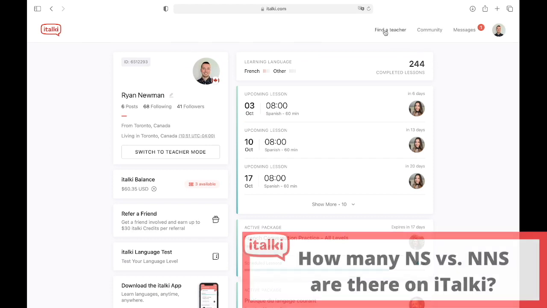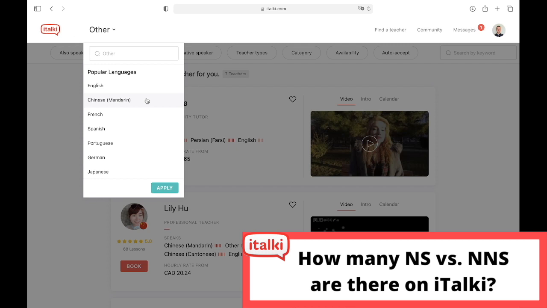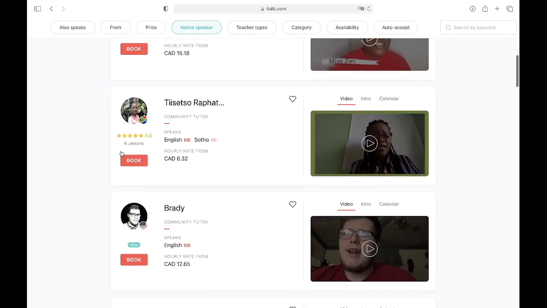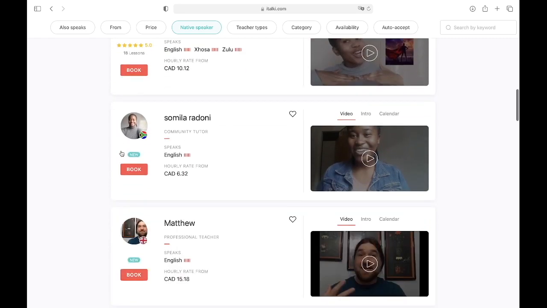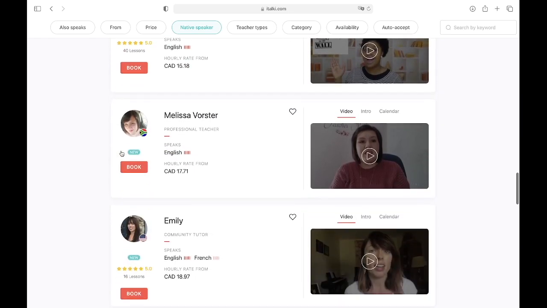If I head over here to iTalki, I go up to the Find Teacher tab over here, head on down here, and imagine I'm looking for an English teacher, so I'll apply that right there. Perfect. So right from the get-go, we see British, South African. Now we could click on the native speaker tab, and if we do that, we limit it to just under 5,000 teachers. Wow, we really have a lot of teachers on here now. And you kind of get an idea just by looking at the flags. We have a lot of British, American, South African people right here.